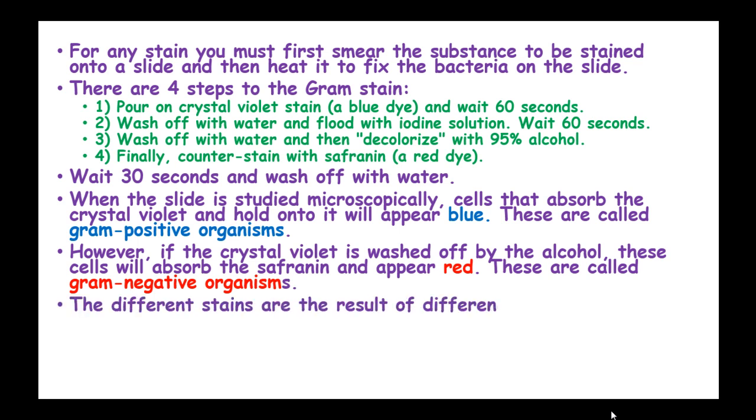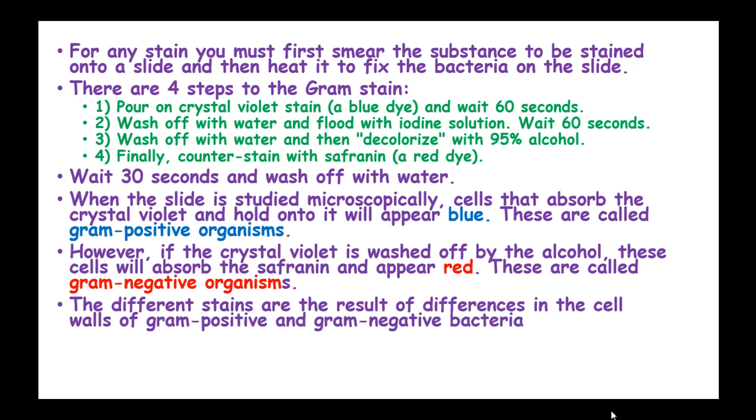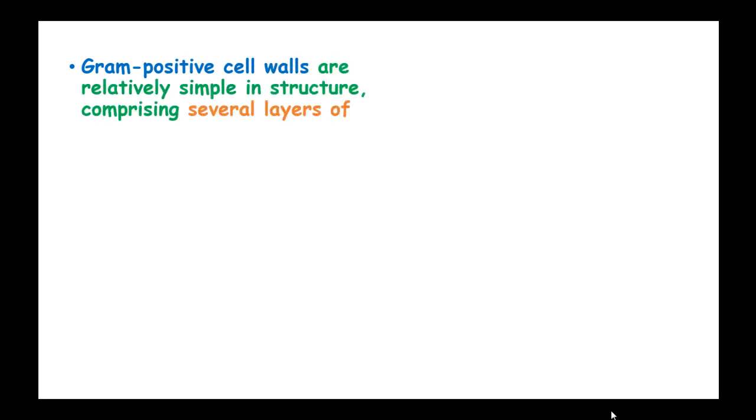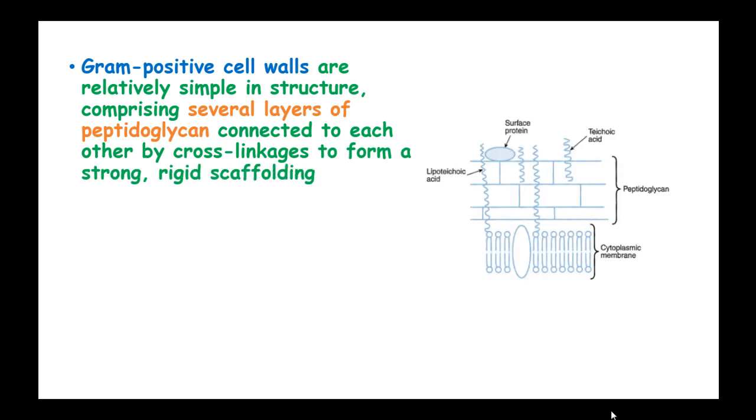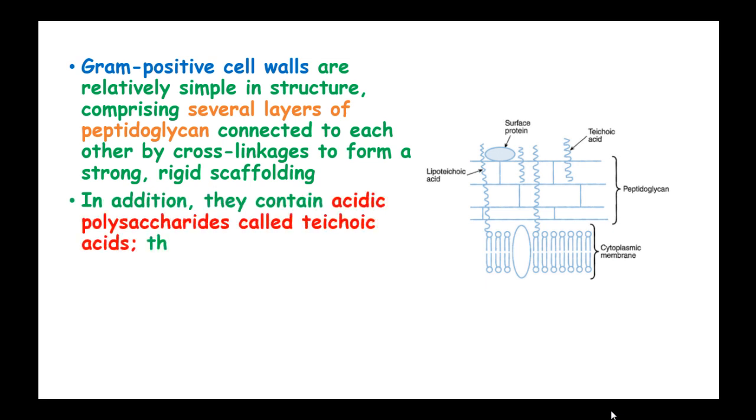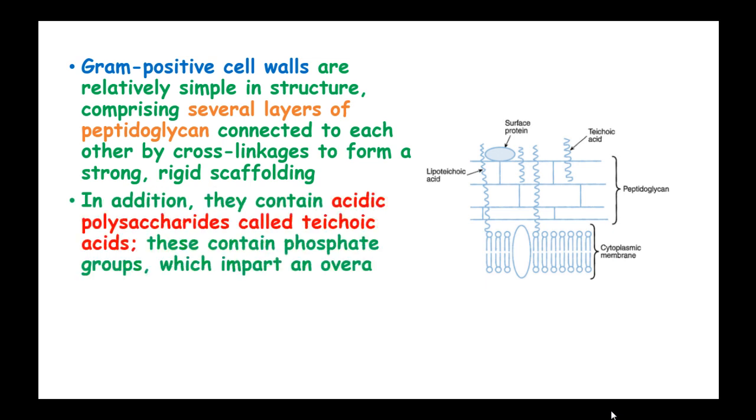The different stains are the result of differences in the cell walls of gram-negative and gram-positive bacteria. Gram-positive cell walls are a relatively simple structure comprising several layers of peptidoglycan, which are connected to each other by cross linkages to form a strong, rigid scaffolding. In addition, they contain acidic polysaccharides called teichoic acids, and these contain phosphate groups which impart an overall negative charge on the cell surface.